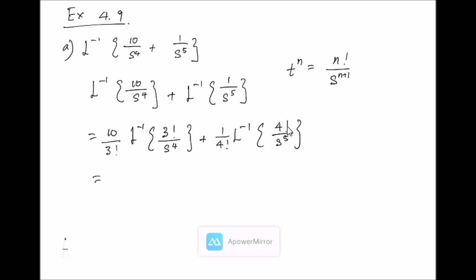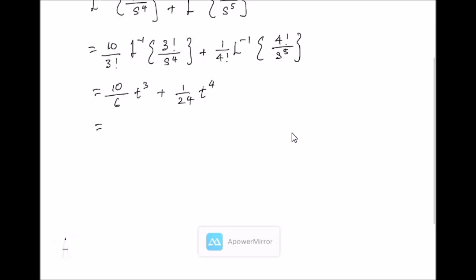Okay, then we can simplify 10 divided by 3 factorial. 3 factorial means the value is 6. So with inverse Laplace we get t power of 3, plus 1 over 4 factorial. 4 times 3 times 2 times 1 gives 1 over 24. And then the inverse Laplace transform of this gives t power of 4.